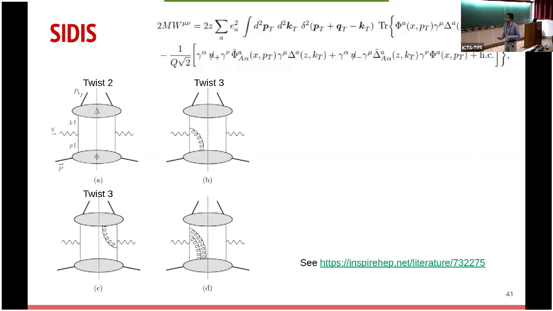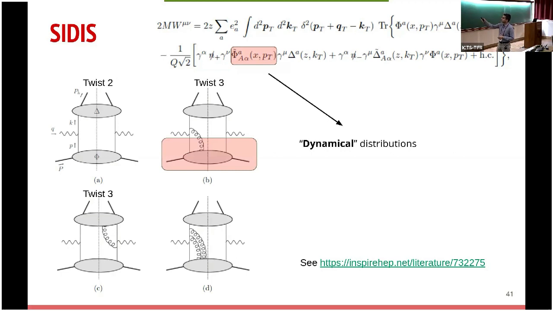If you turn on the twist 3 correction by adding gluons coming from the target blob or the hadronization blob, you get the higher twist corrections. So how do you describe these kinds of things? These correlation functions, that in the literature you can find with the name phi with a subscript capital A, are free parton correlation functions.